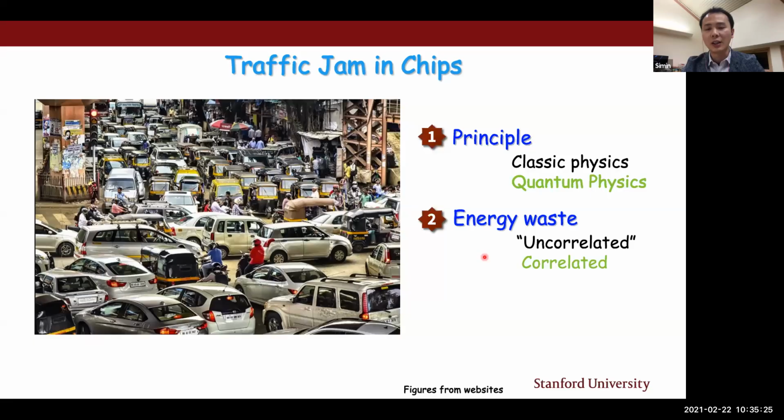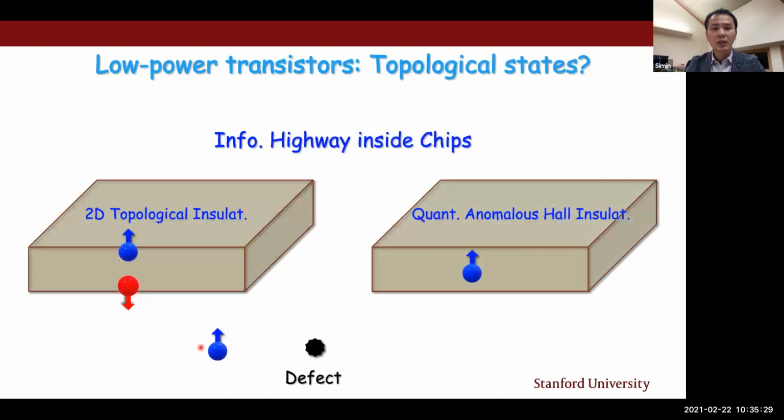Reduce the energy waste. Due to the large energy waste in the transistors, we need to charge our cell phone every day. So it is significant to find low power transistors.